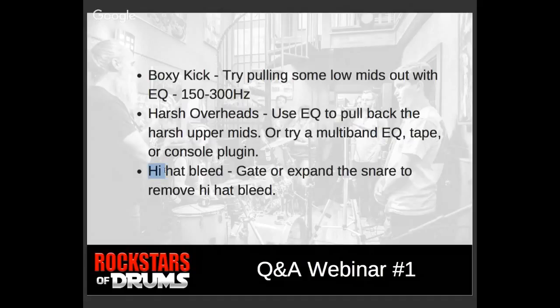So next up, another problem that you might run into is hi-hat bleed. If you've got a snare drum and the hi-hat is coming through it, you're trying to excite the snare, but it's making the hi-hat go crazy, then you may want to deal with that. Sometimes you don't notice that the hi-hat's going crazy.